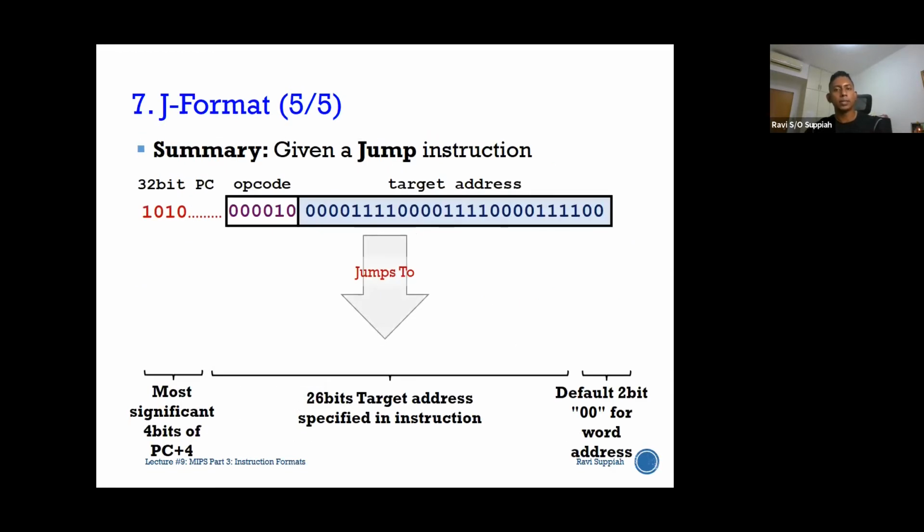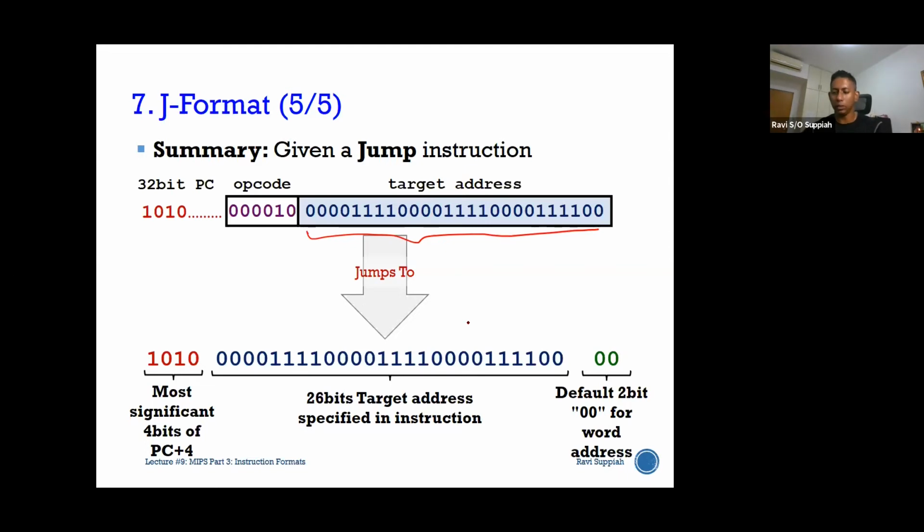Basically, what is happening is, if you have a 26-bit address specified in your instruction, how do I take these 26 bits and generate a 32-bit address? I take the 26 bits, add another 2 bits, and that gives me 28 bits. Then I take the upper 4 bits of the current PC plus 4 and combine everything together, and that gives me 32 bits. That is the final address I can jump to.